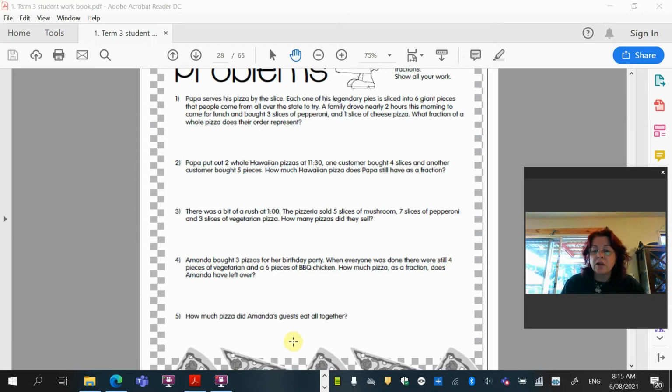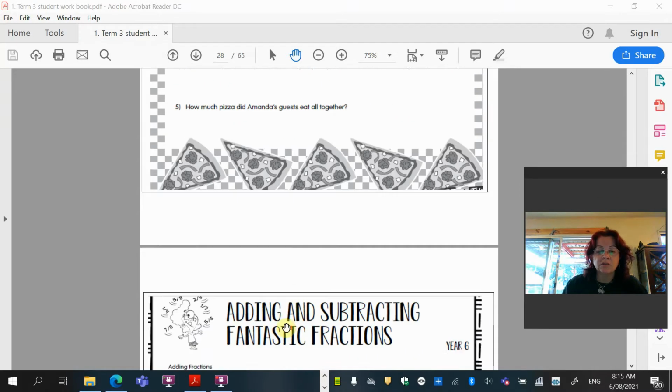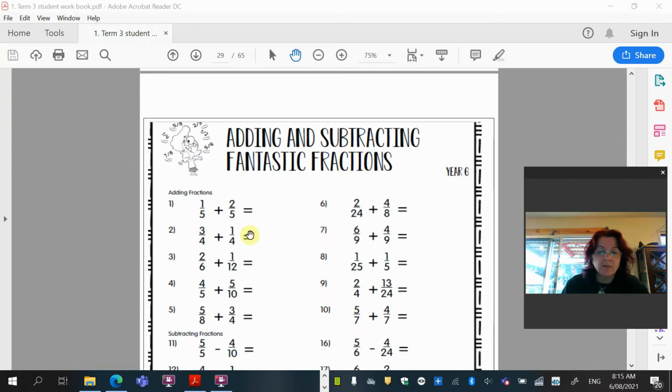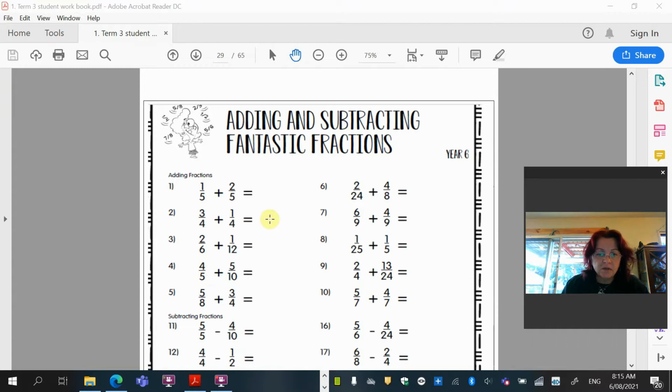Okay, so these questions are very, very easy. Just go through and make sure you read them, represent the pizza as a whole and write it down. So I'll move on from that because that's not difficult. Okay, slide 29 is just about adding, and look, some of them have the same denominator, which you should know how to do now, and some have different, but you can still put the number inside the other one.